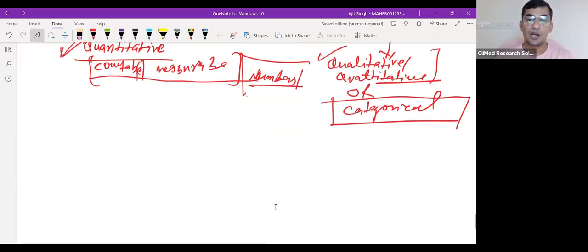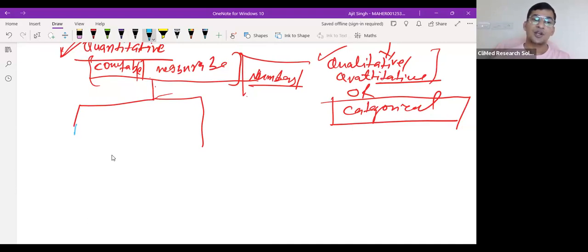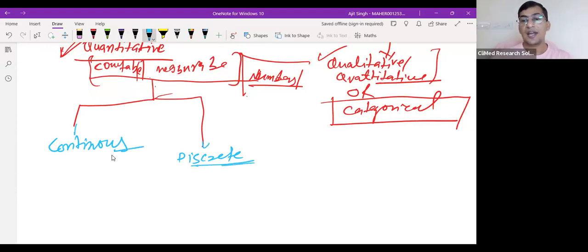Understand? Now, let me tell you again. Scale and ordinal are different things. Scale and ordinal are the data types in SPSS, not outside. What is the outside data? Let me tell you the outside data. When I'm talking about quantitative data, it is again two types. One is continuous, and then is discrete. Okay, continuous and discrete.